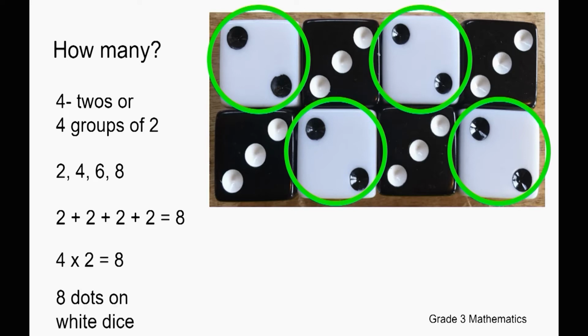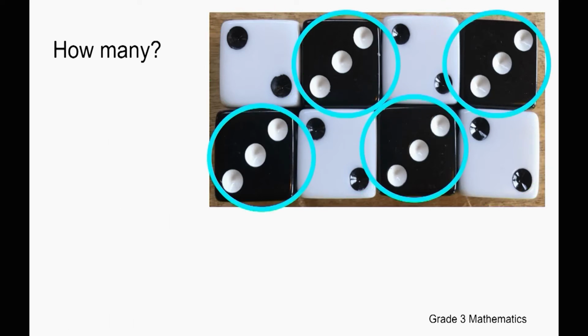Since we have 4 groups of 2, we can represent that as 4 times 2 equals 8. We can also see those 4 groups of 2 in the repeated addition sentence. However you figured it out, we now know there are 8 dots on the white dice. So now we need to think about the black dice. How many dots are there on the black dice in total? How would you figure that out?